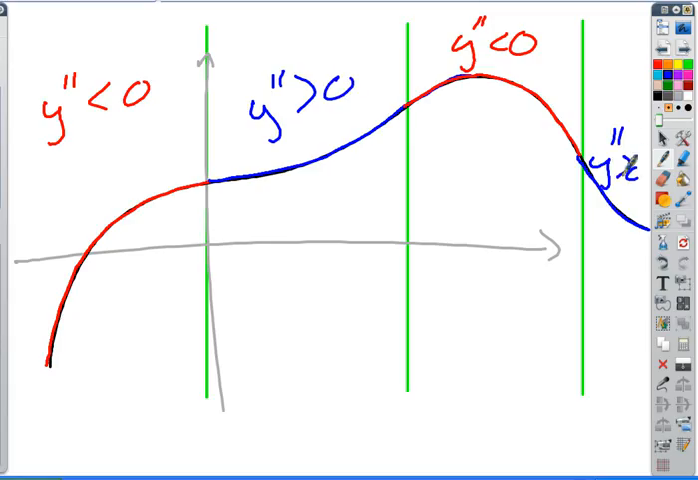Well, what's happening at the transition places? 0. Yeah. In this case, those are places where the second derivative is equal to 0. Okay, so there, and there, and there. But it wouldn't necessarily have to be 0. It could also be undefined. By the way, these places are called inflection points. Inflection points are places where the sign of the concavity changes, where the sign of the second derivative changes.